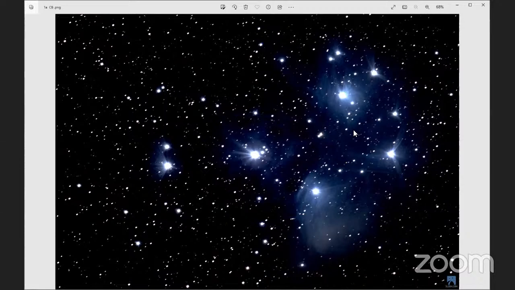Let me check my notes here. Is there anything else I want to say about the Pleiades? Distance-wise, these are about 440 light years away from us. These are not that far. There's another open cluster that's a little closer to us that we are going to take a look at. But that's where we are. So these are the Pleiades.